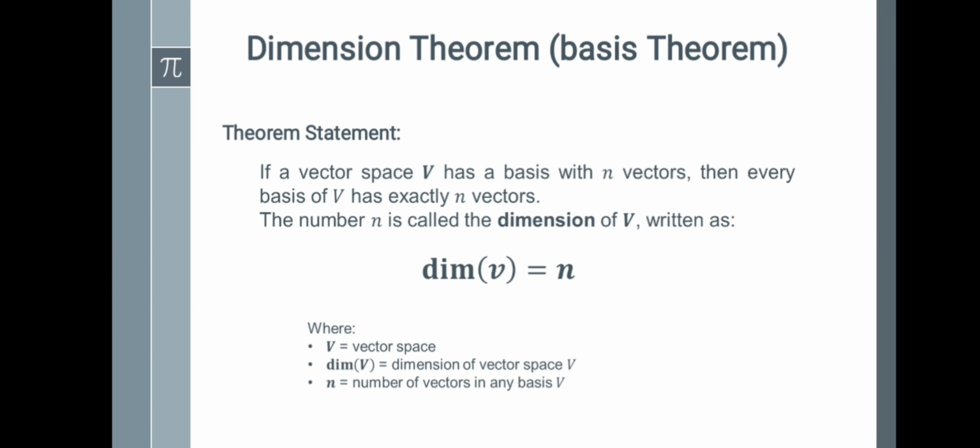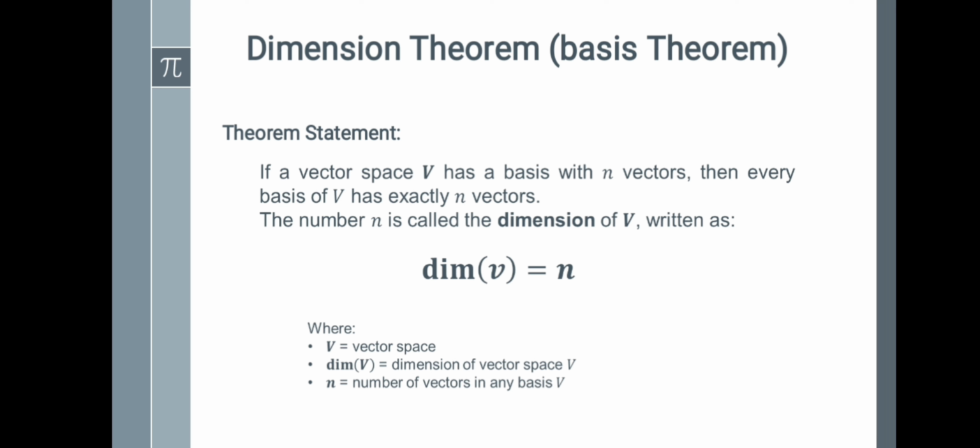Next, let's talk about the dimension theorem, also known as the basis theorem. The theorem states that if a vector space, denoted by the symbol V, has a basis with n vectors, then every basis of V has exactly n vectors. The number n is called the dimension of V, written as dim V = n. In simple terms, if a space has a basis with n independent direction arrows, or vectors, then any other basis for that space will also have exactly n vectors. Meaning, you can use different sets of vectors to describe a space, but you'll always need the same number of them if they are truly independent and span that space.